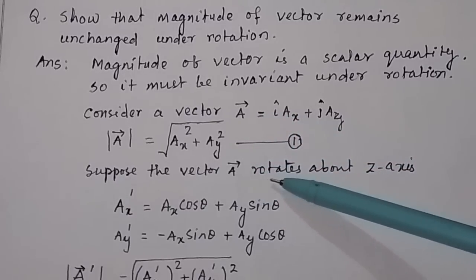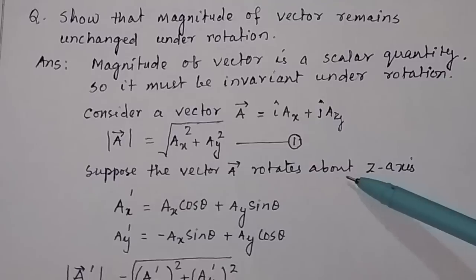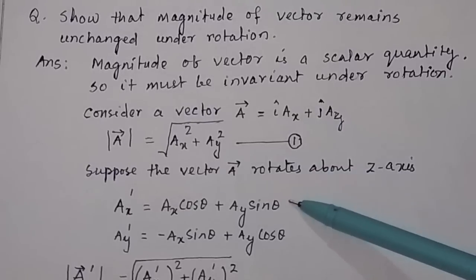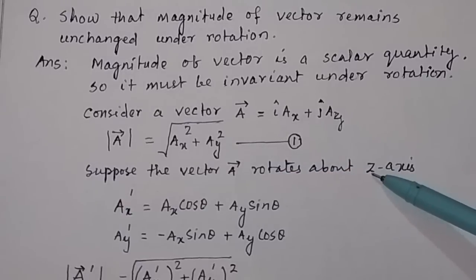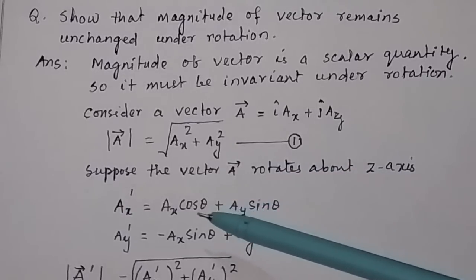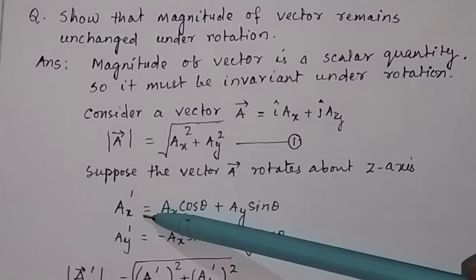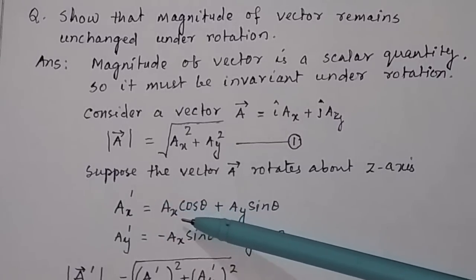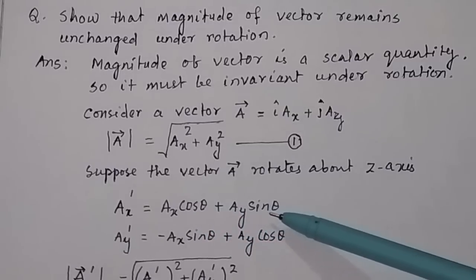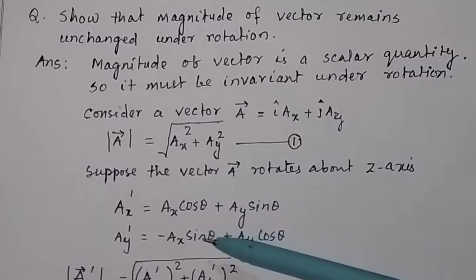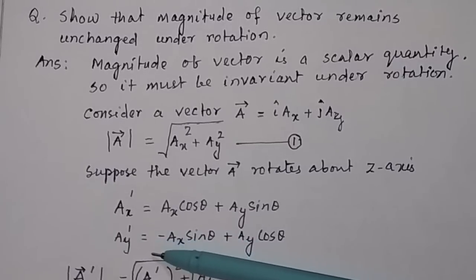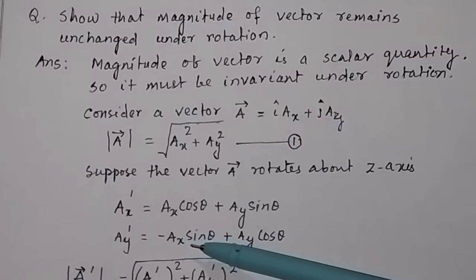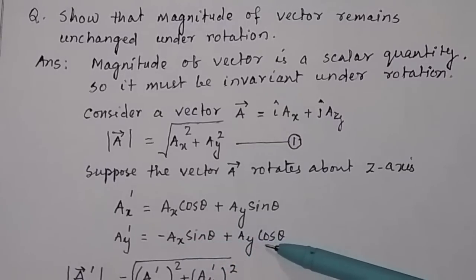Suppose the vector a rotates about the z axis by an angle theta. After rotation, the component of the vector along the x axis, suppose ax prime, is equal to ax cos theta plus ay sin theta, and the component of the vector along y, that is ay prime, after rotation, is equal to minus ax sin theta plus ay cos theta.